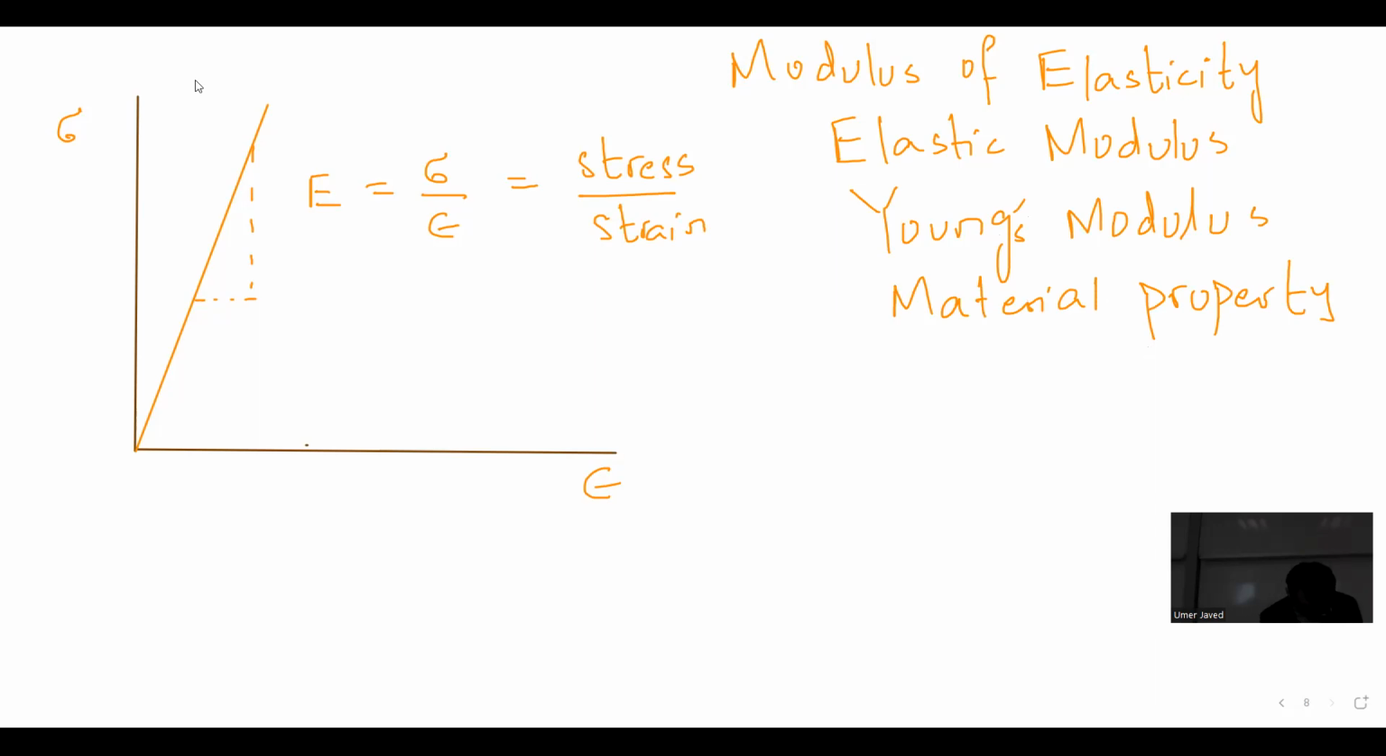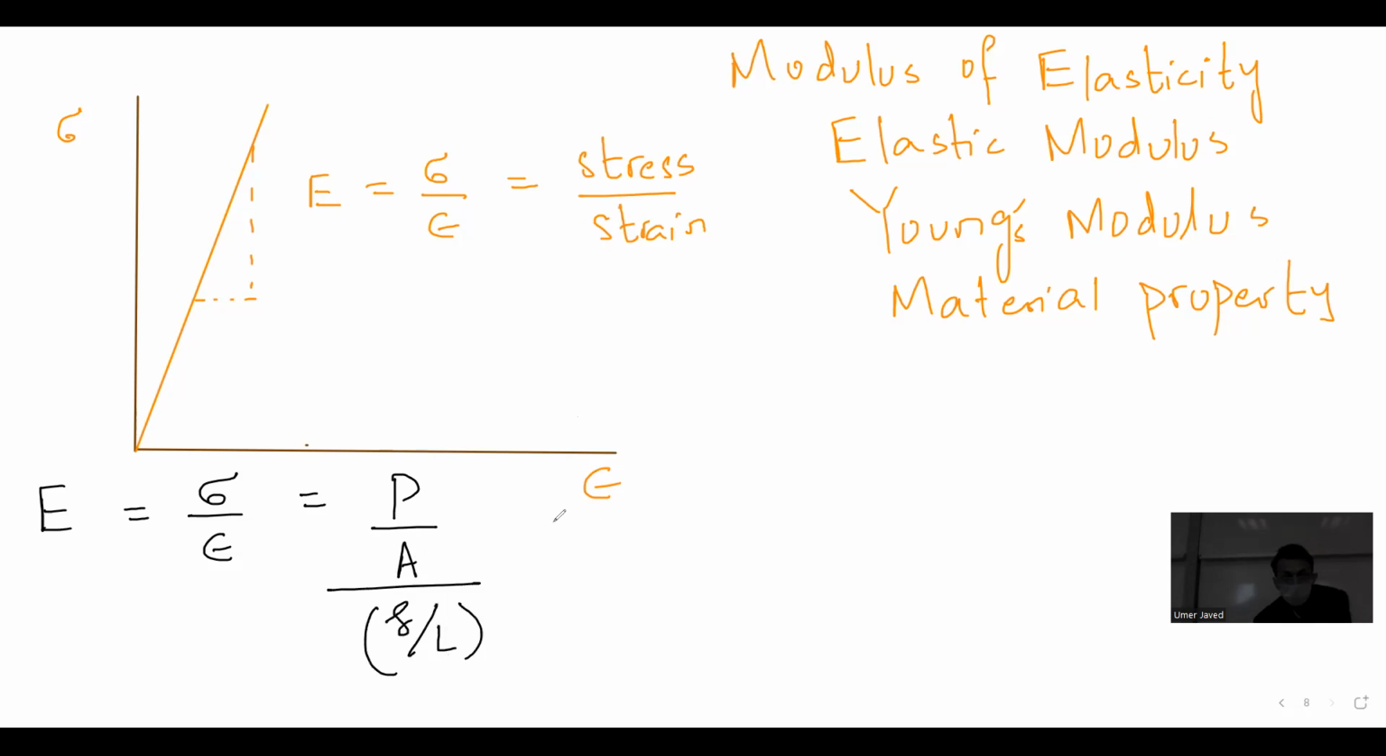So let me just go over a few things. Elastic limit: elastic modulus is equal to stress over strain, which is equal to force per unit area. Strain is equal to change in length over original length. So this becomes E equal to P over A. What happens? Delta L, the change in length, becomes equal to PL over EA.